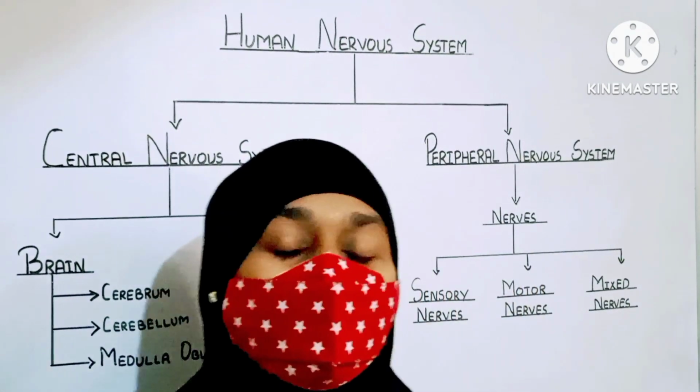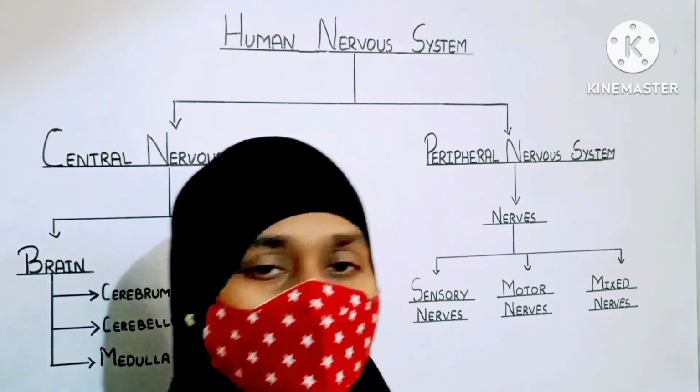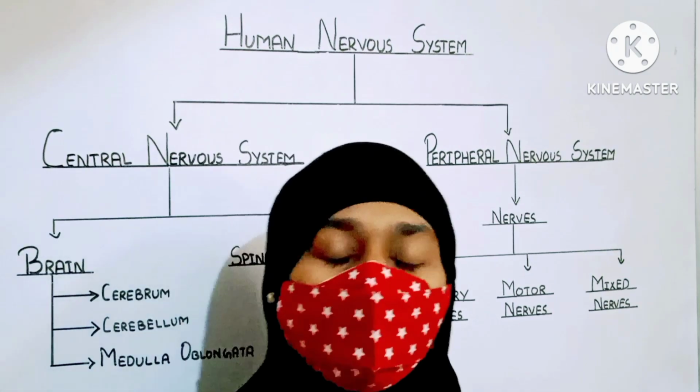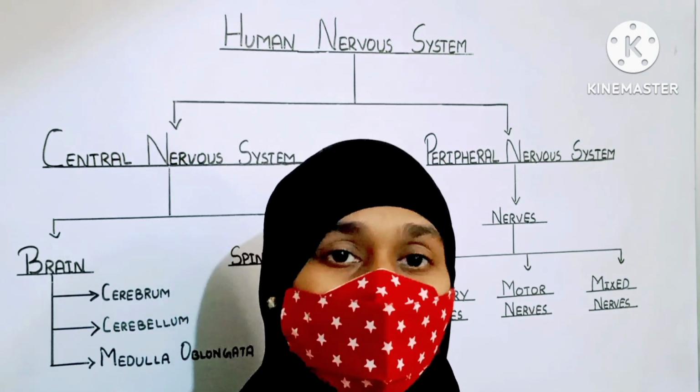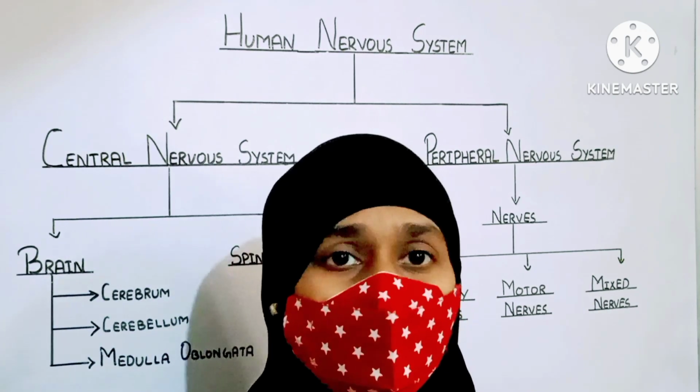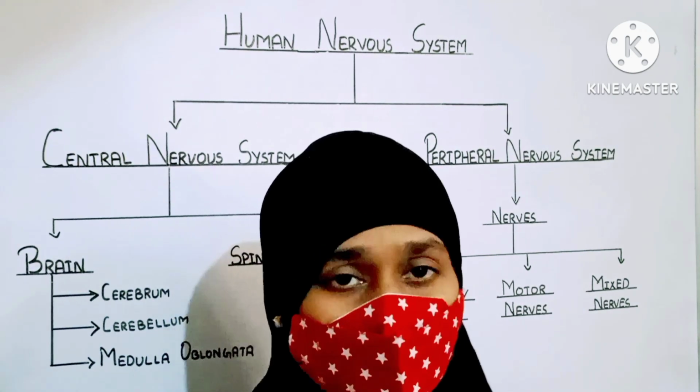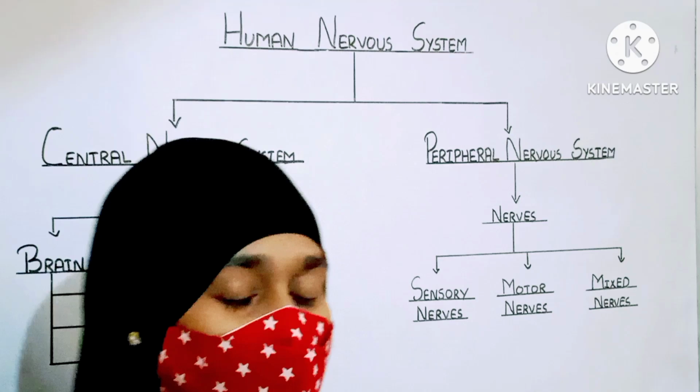Hi everyone, today let us learn the flowchart of the human nervous system. The human nervous system is a very important organ in the human body. It plays a very important role. There is a network-like connection between the organs known as the human nervous system.